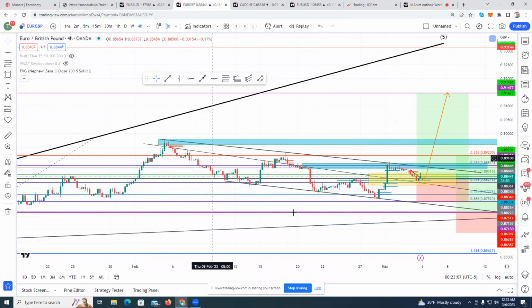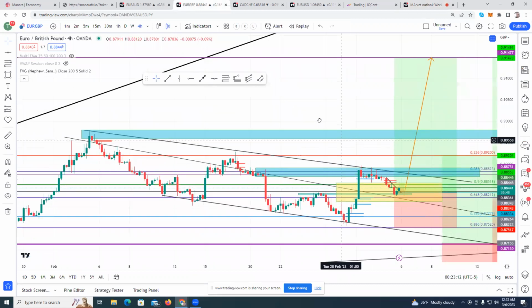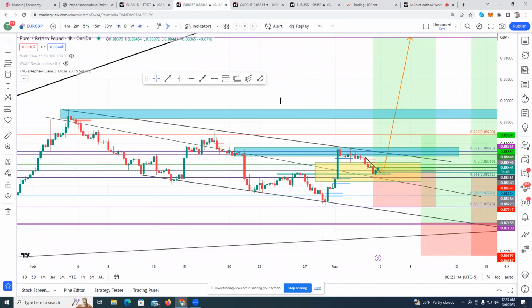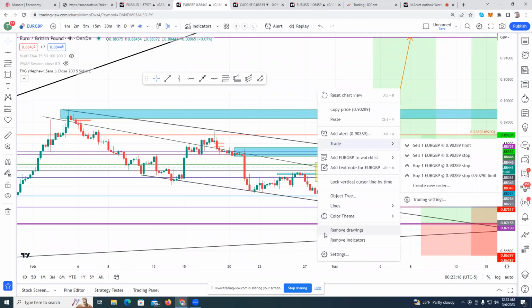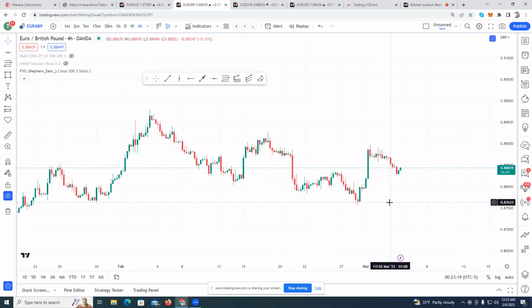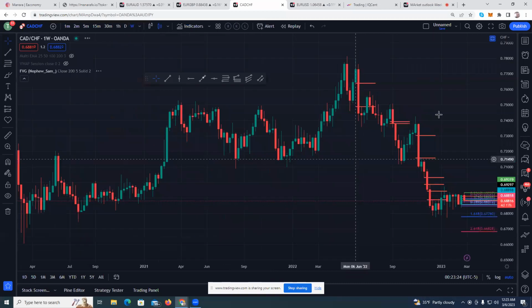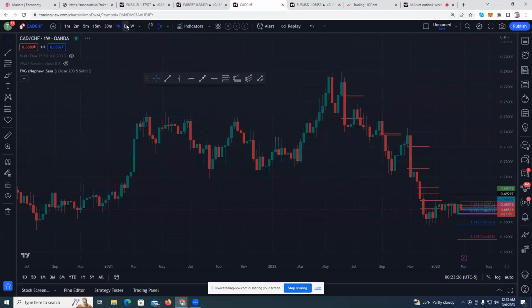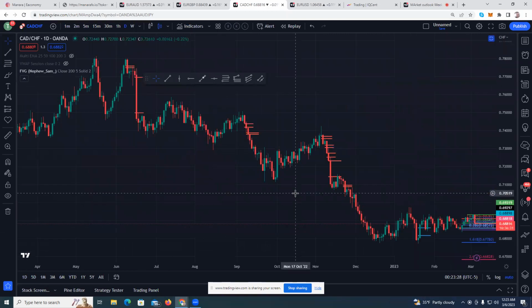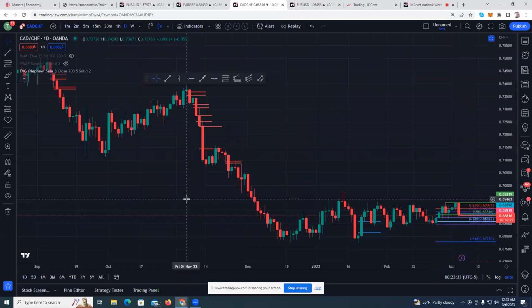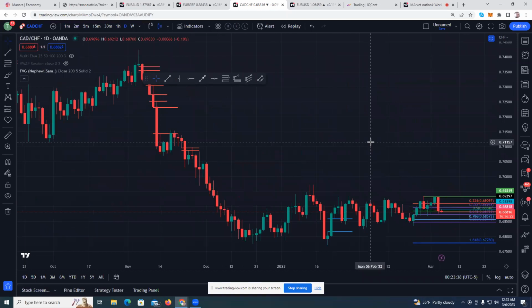All right, guys, so first off, let's take a look at Euro GBP real quick. Actually, we're gonna take a look at CAD-CHF. It's gonna be the first pair we look at, guys. CAD, CHF. It's gonna be the first currency pair we take a look at. So real quick, today is March 6, 2023.